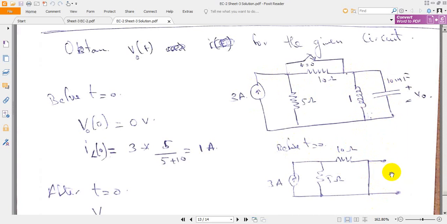What we want before switching operation is the current flowing through this. Current flowing through this is the current flowing through the 10 ohms resistance. Current flowing through the 10 ohms resistance is total current into opposite resistance 5 divided by the total resistance 5 plus 10, you will get 3 into 5 is 15 by 15, which is equal to 1 ampere. Current through this is 1 ampere. Voltage across the capacitance is voltage across this part, as both are the same part, voltage across this will be 0. Voltage across the capacitance V0 is equal to 0.